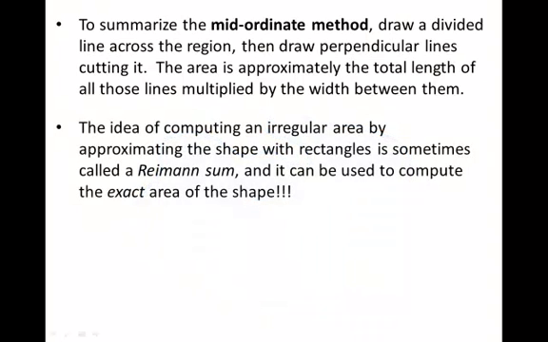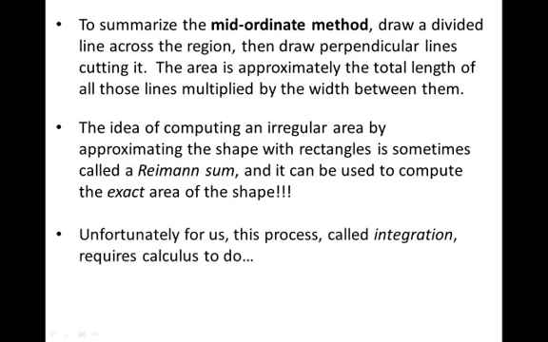The idea of computing an irregular area by approximating the shape with squares or rectangles is sometimes called a Riemann sum, and with a little skill it can be used to compute the exact area of a shape. Unfortunately for us, this process is called integration, and it needs calculus, which is a little bit beyond what we've got today. However, there are special mechanical tools that can do this job for us, and they're called planimeters.